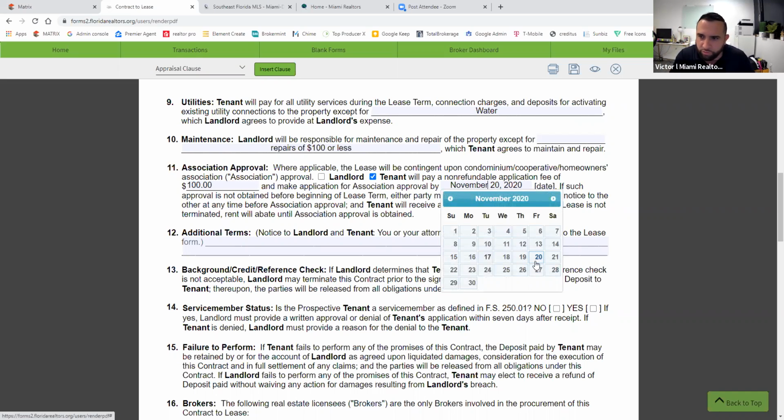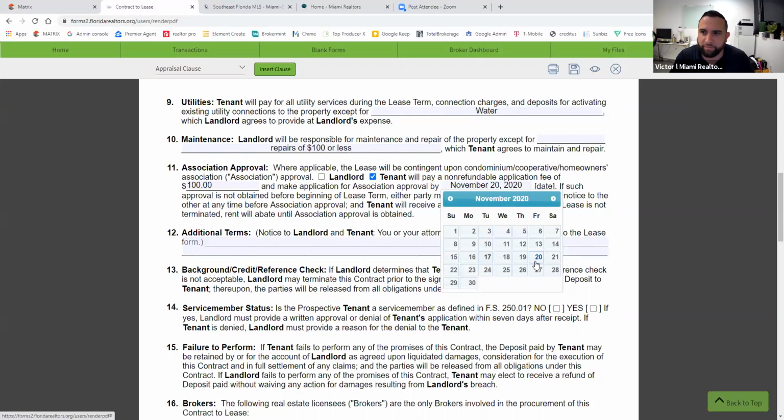And usually 1 or 2 more days after that is what you want to give the tenant to apply to the association. You want them to apply right away, but you want it to be reasonable too. They might have to take time. Sometimes applications are online, so they can do it quickly, but some associations they have to go in person, so they might have to take off work.